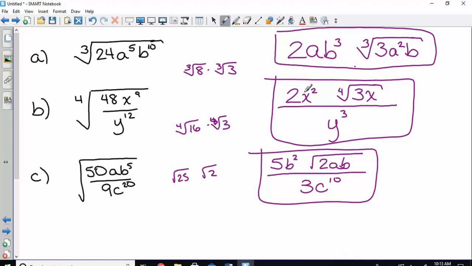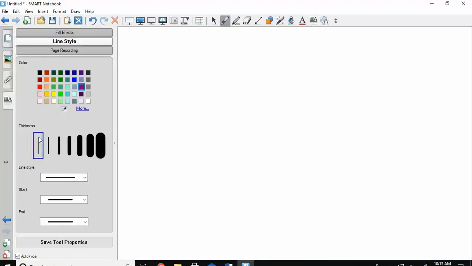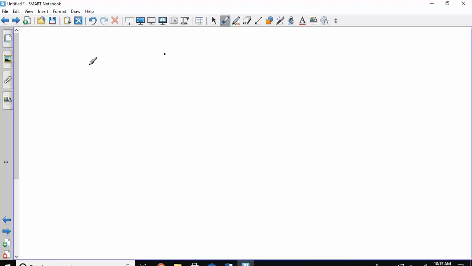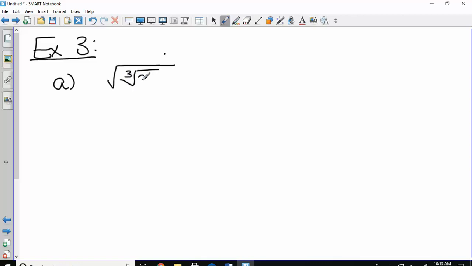How are we doing on that? I want to look at just a few more examples. So kind of dealing with some properties of radicals, but we'll still be breaking apart these radicals as we go. So we'll keep practicing this part. If I gave you, let's say, the square root of the cube root of 27.